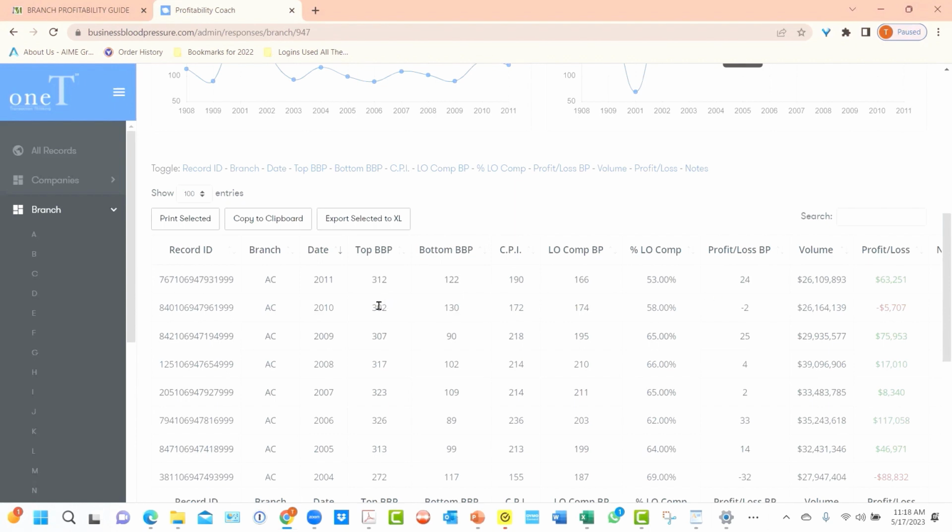What can we do to increase the top? What can we do to lower the bottom? You can see the effect of this. $63,000. It's a ton of money. $5,700. It's close to break even, but you're not here to break even. You're here to make money.